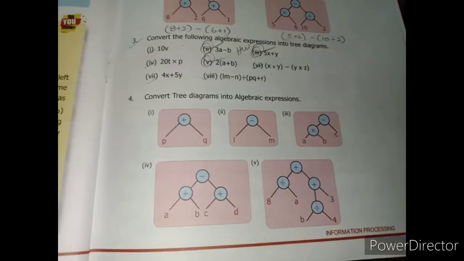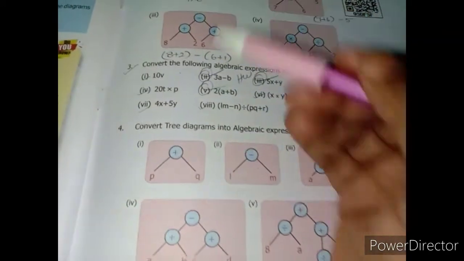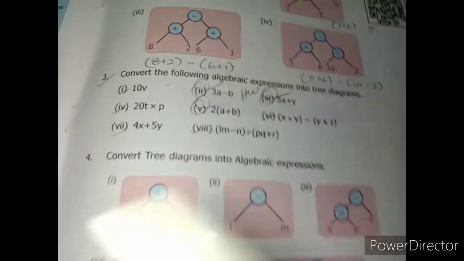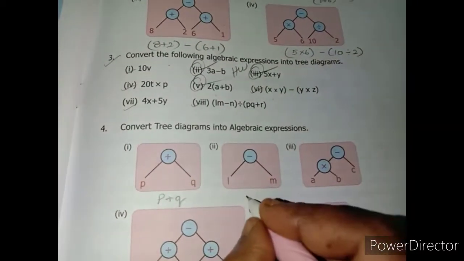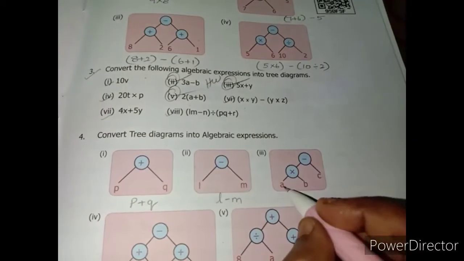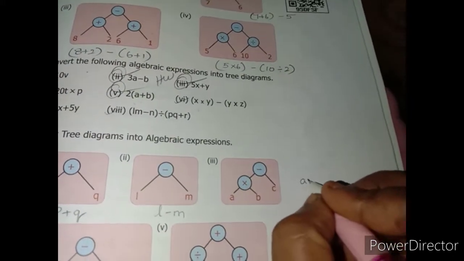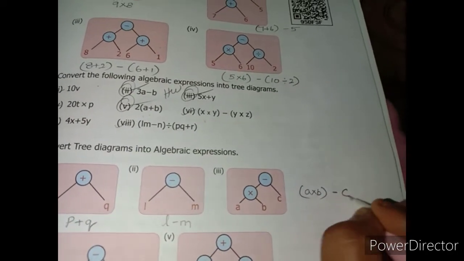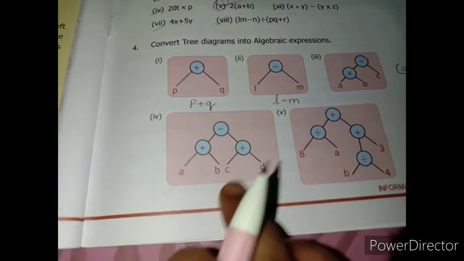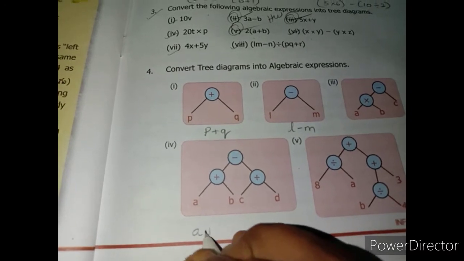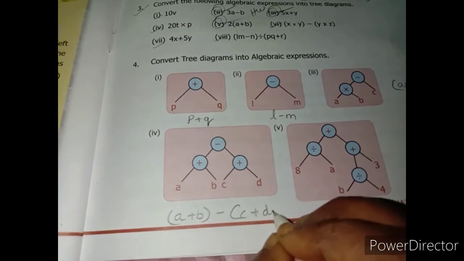Fourth question. See the fourth question. Convert the tree diagram into algebraic expression. So this also I am going to do in the textbook. Simple. p plus q. So p plus q. l minus m. l minus m. a into b minus c. So there are more than two operations, so writing it separately. a into b minus c. Okay. See the fourth question. a plus b minus c plus d.